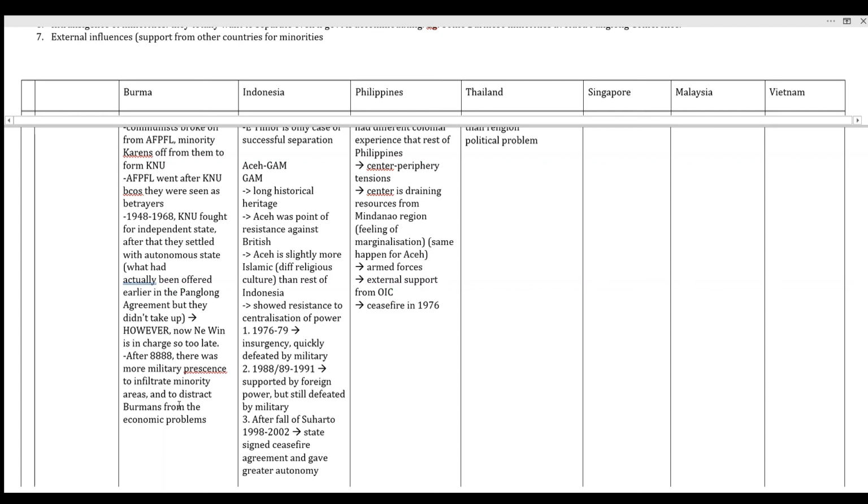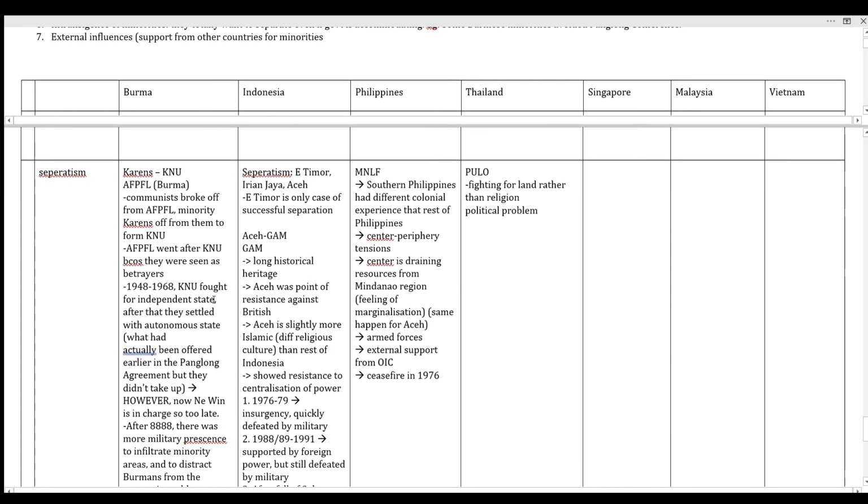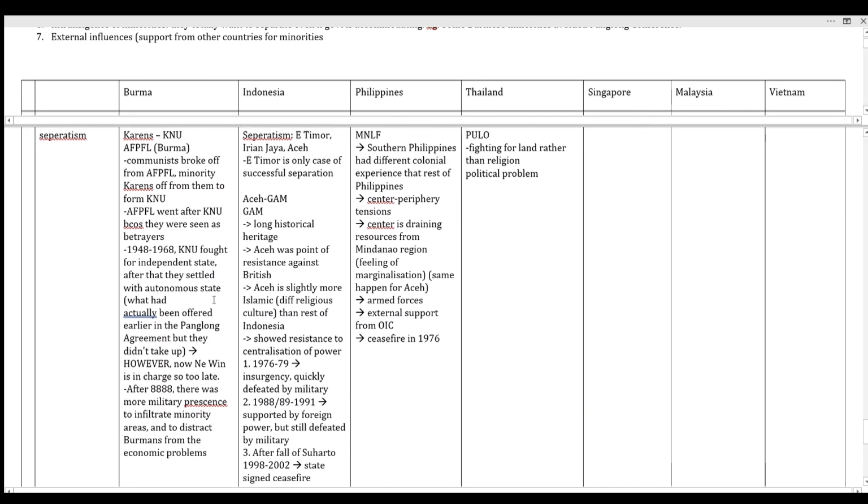Oh well. Okay. In Indonesia, we have separatism from East Timor, Irian Jaya, and Aceh. East Timor was successful and became a country, if you know what I'm talking about. Okay, so Aceh, we have the GAM, and since they have a lot of heritage, there was actually quite a lot of resistance against the British, and they're more Islamic than the rest of Indonesia, and they didn't want to cede any of their own autonomous power to Indonesia.